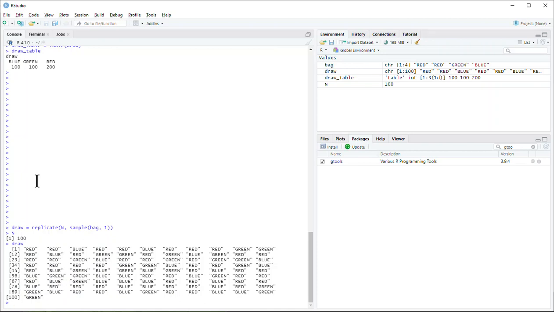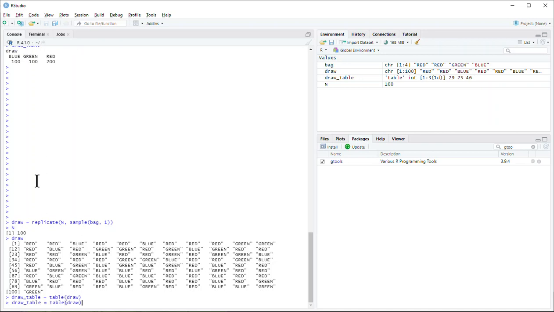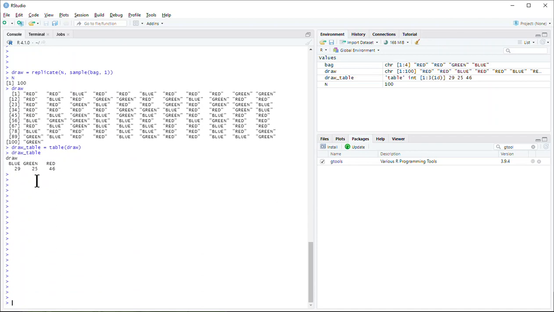choices. But still, this is cumbersome and hard to read, so I'm going to use that table situation again where I put it into a table. And then I want to report the table, so this is what my table looks like. Now my results are out of 100, right? So I have 46 out of 100 red, which theoretically should be 50%, and 25% green, which theoretically should be 25%, and 29% blue, which again theoretically should be 25%.